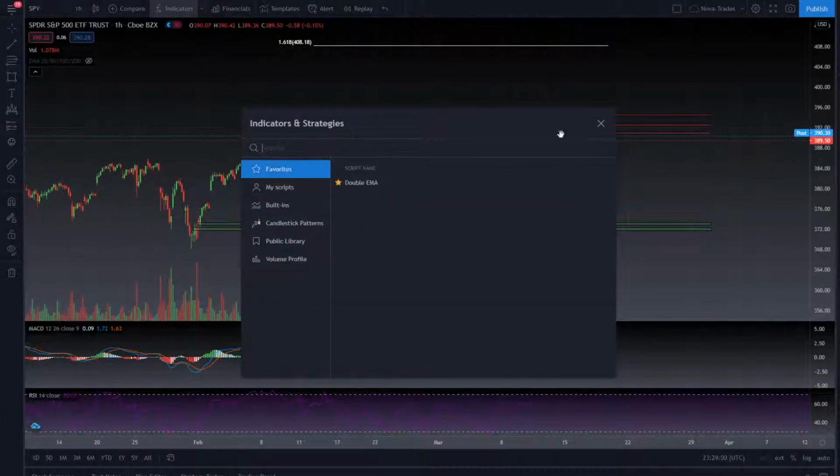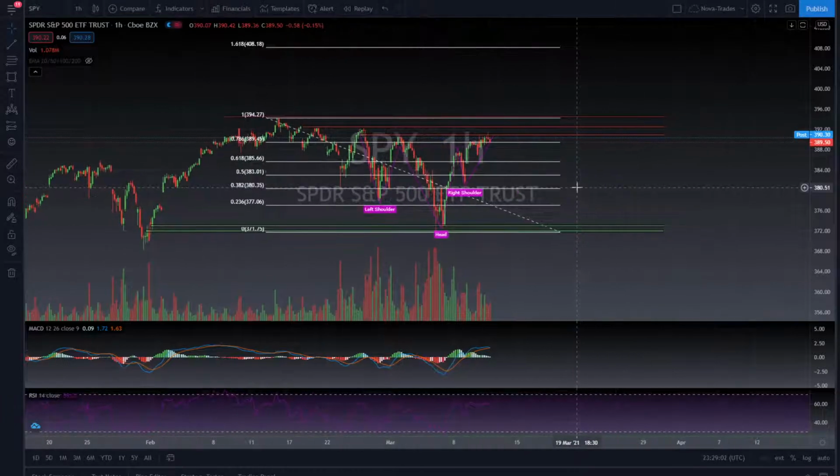I did check out one of them though. I found one that was actually pretty accurate, but I still like drawing out my own levels. It had almost the exact same levels that I would have drawn out, so it was pretty good. I just needed to use it on the higher time frame. I found on the lower time frame it wasn't very good.